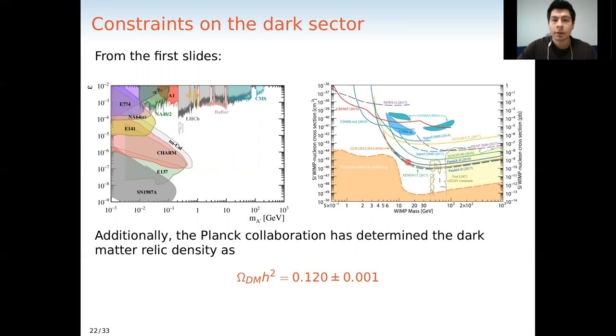And in the case of dark matter, we have the null observation of dark matter in several experiments. So we also have to require that the interaction of the WIMP W prime has to be below these curves. Additionally, the Planck collaboration has determined that the dark matter relic density has a value of 0.12 with an error bar of 0.001.